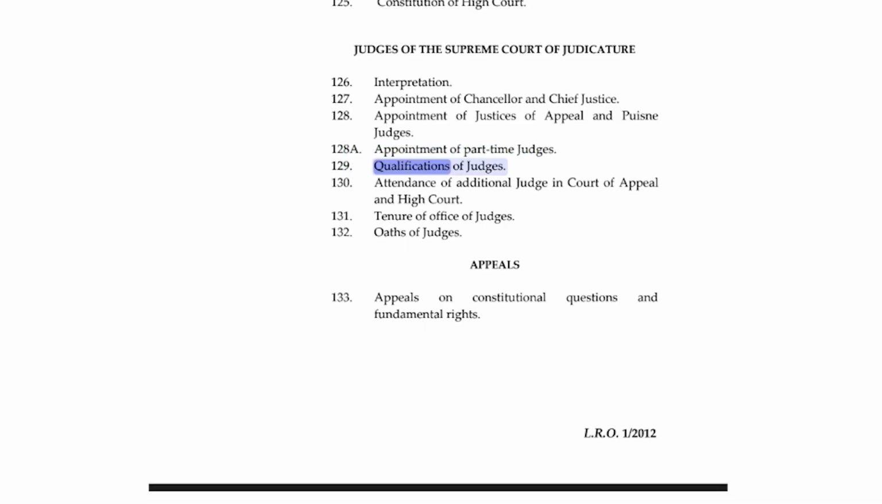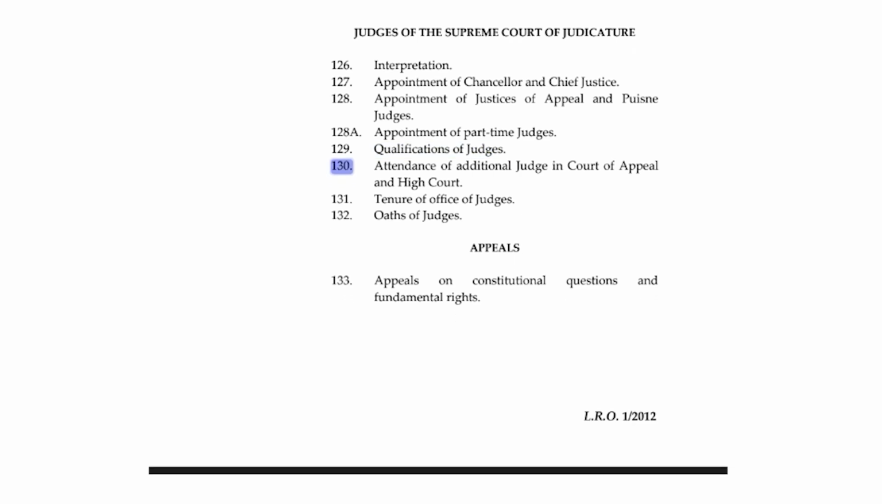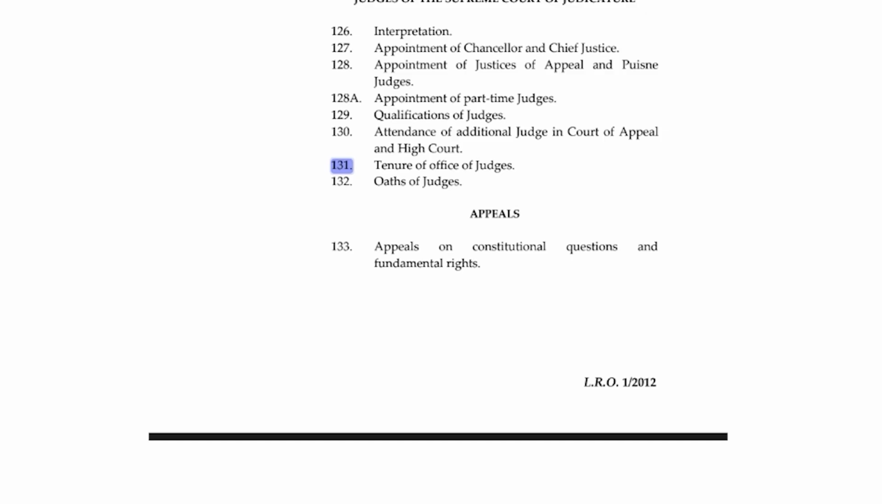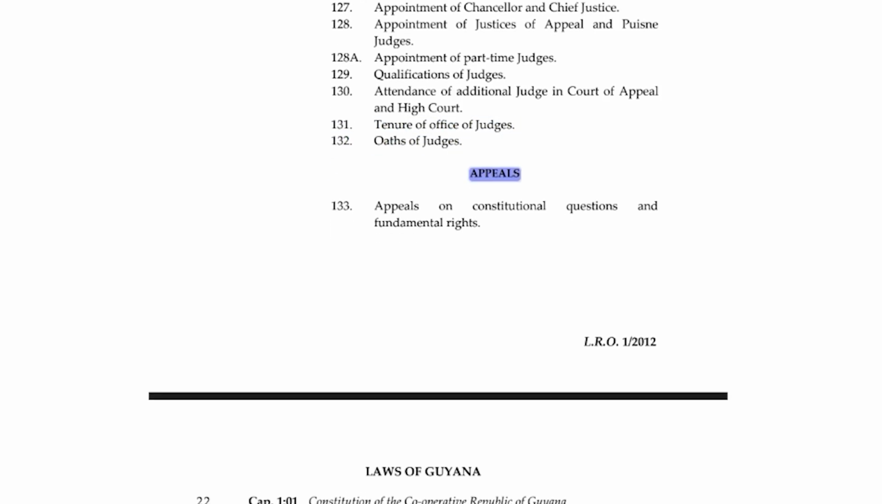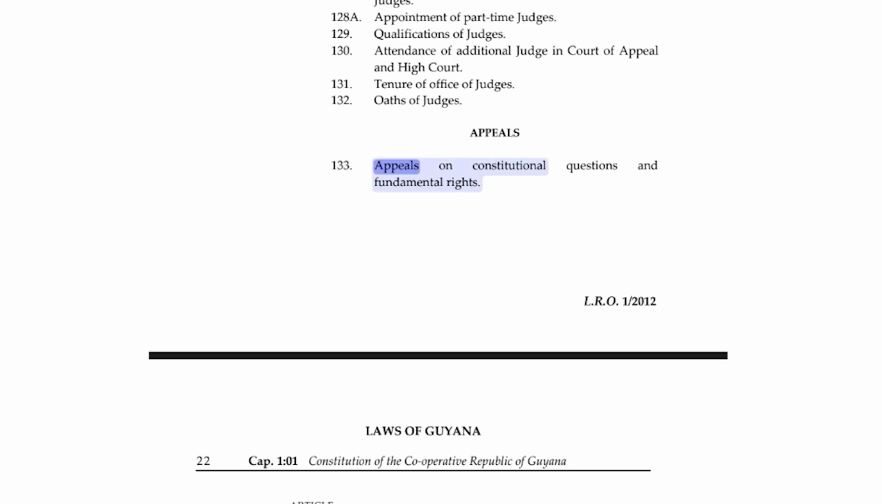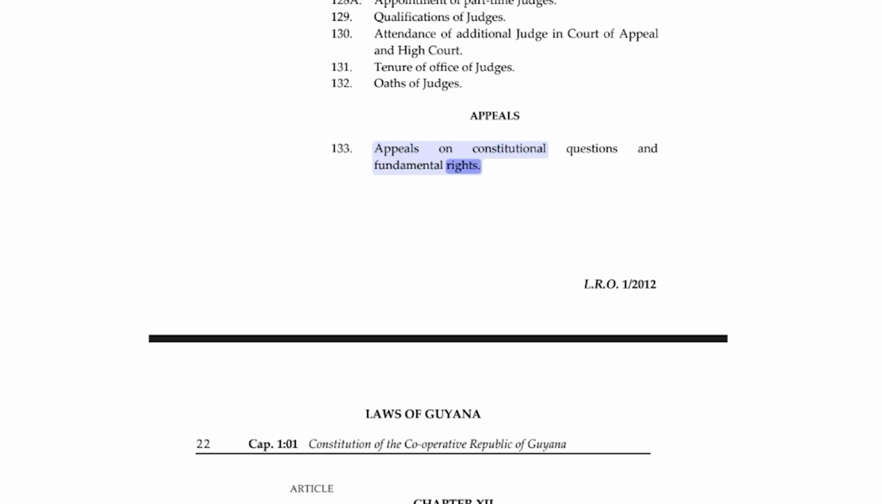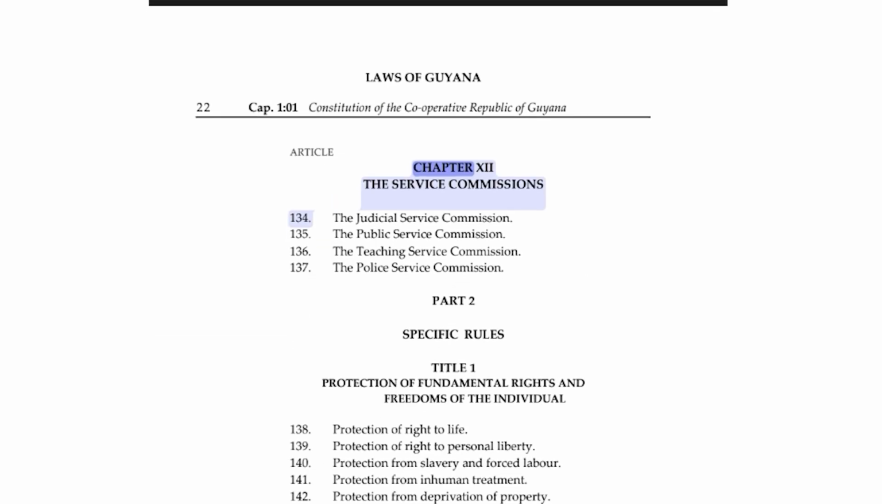129. Qualifications of judges. 130. Attendance of additional judge in Court of Appeal and High Court. 131. Tenure of office of judges. 132. Oaths of judges, appeals. 133. Appeals on constitutional fundamental rights. Questions and Article. Chapter 12.